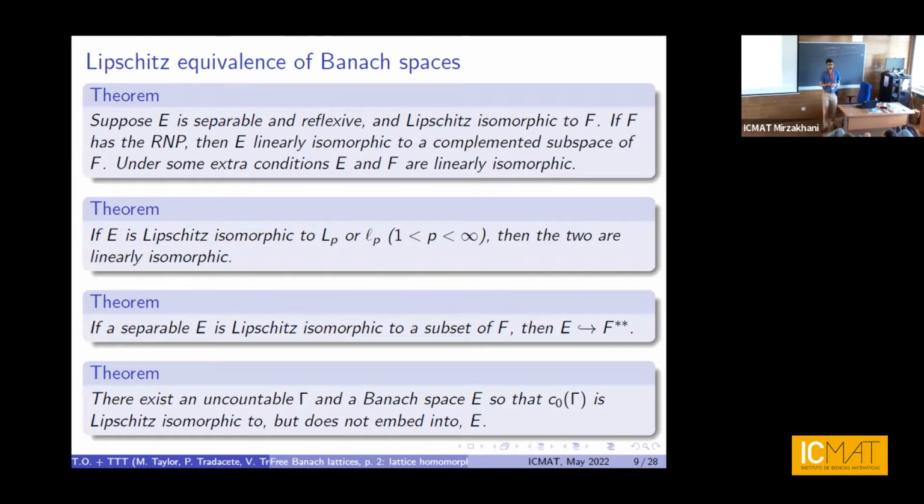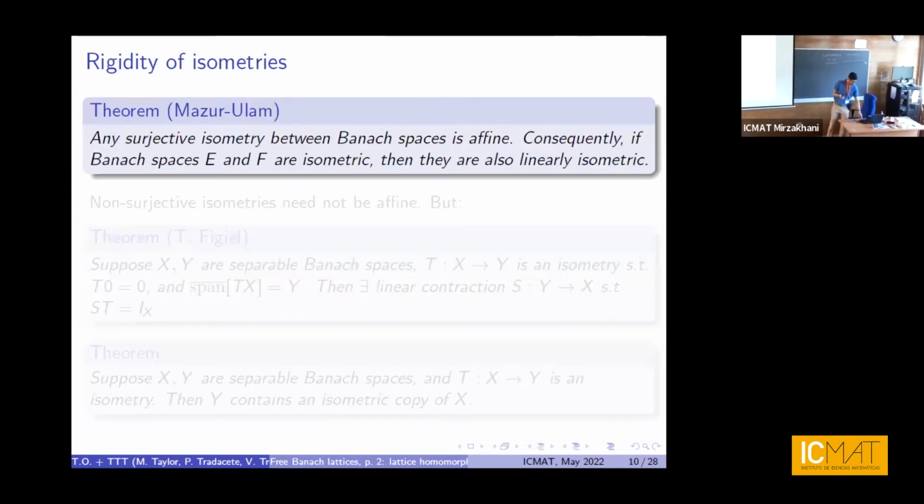Well, it turns out that if instead of isomorphisms you look at isometries, then isometries are more restricted. Isometries are more rigid. And let me start here by mentioning this theorem of Mazur and Ulam: any surjective isometry between Banach spaces is affine, and therefore, if two Banach spaces are metrically isometric, they are also linearly isometric.